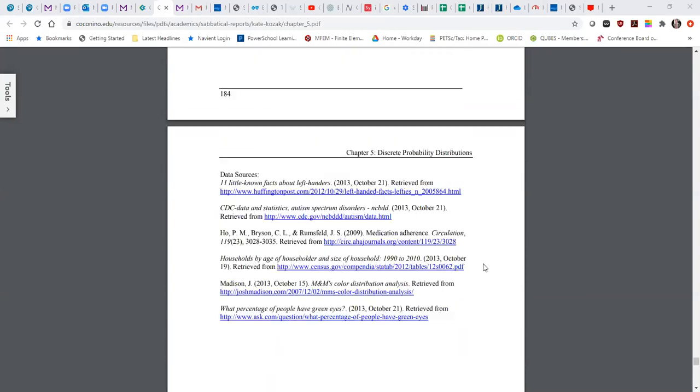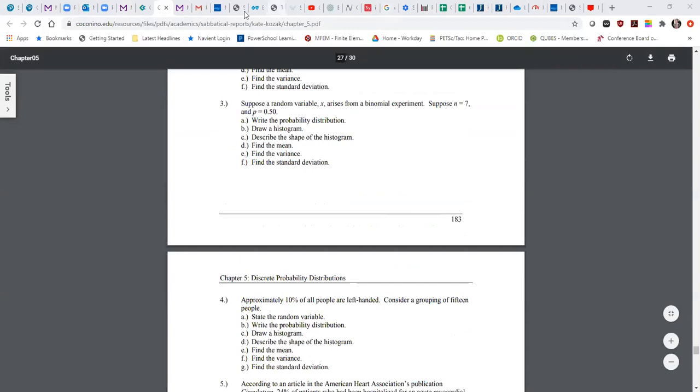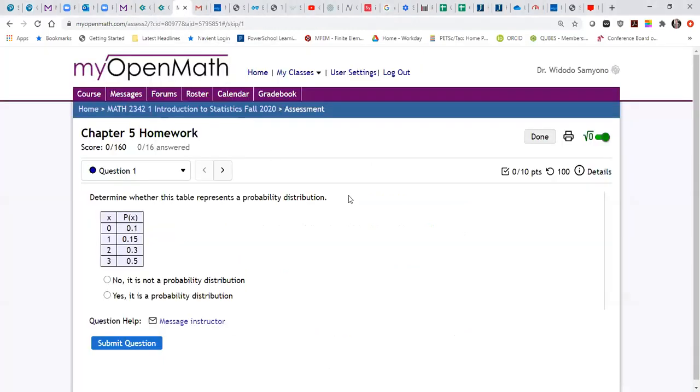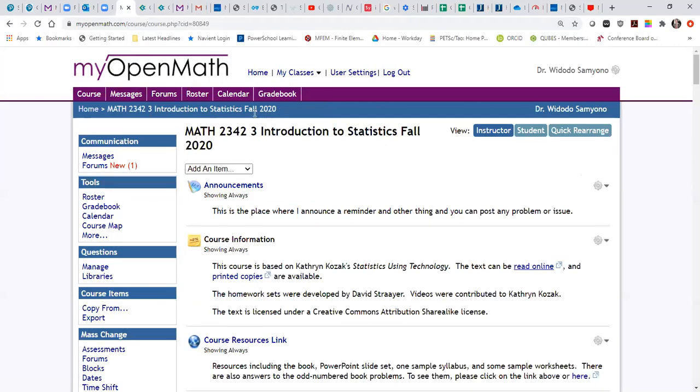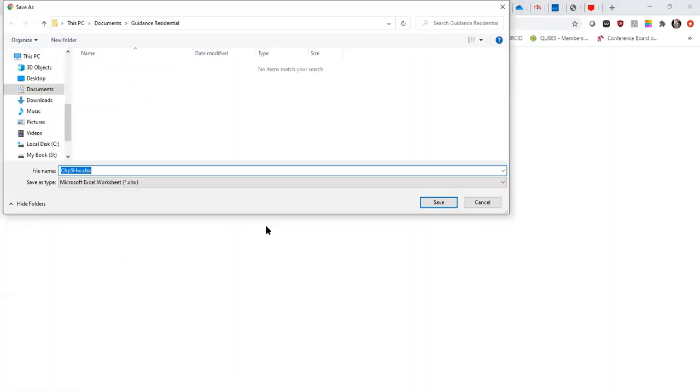Okay. Yeah, I think that's for chapter 3. Okay. I mean, sorry, chapter 5. Okay. So let's go to the homework. Okay. So yeah, also you can use the Excel. Okay, let's see. Excel for chapter 5, right? Let's see.